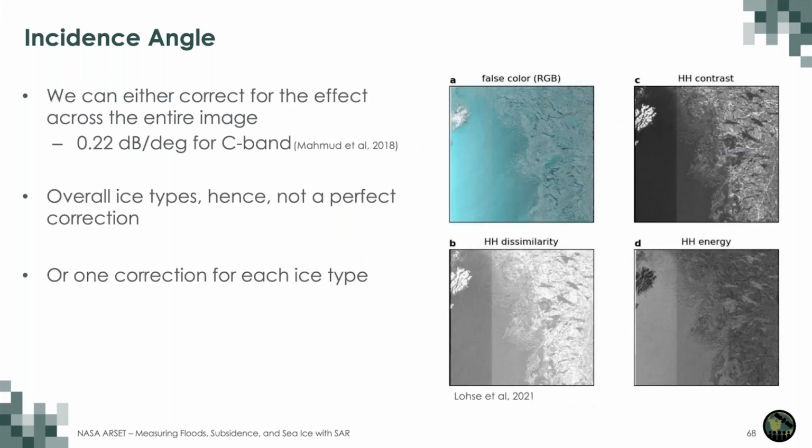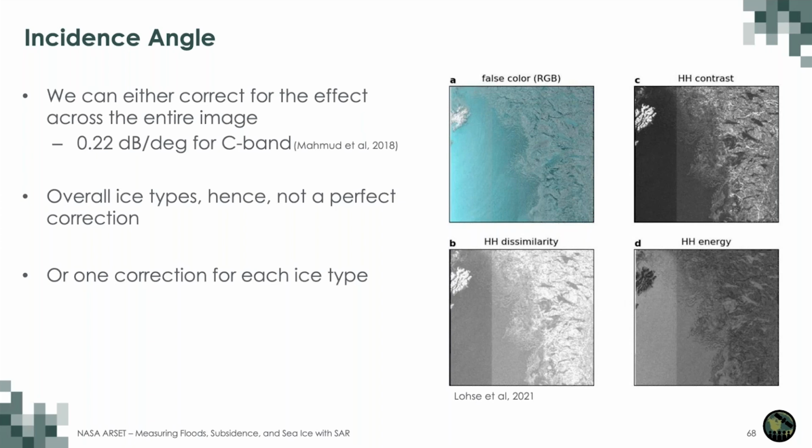We can correct it using one slope across the entire image. That's one way of doing it, but the ice types do not have the same changes across all the incidence angles. So it's not perfect, but it's a very good way of doing an automatic correction. We could also look at one correction for each different ice type.